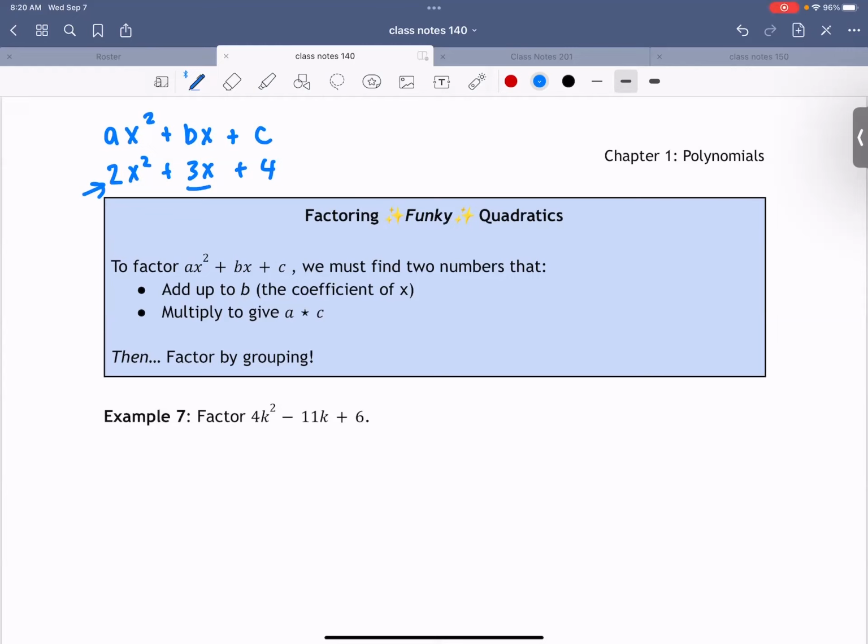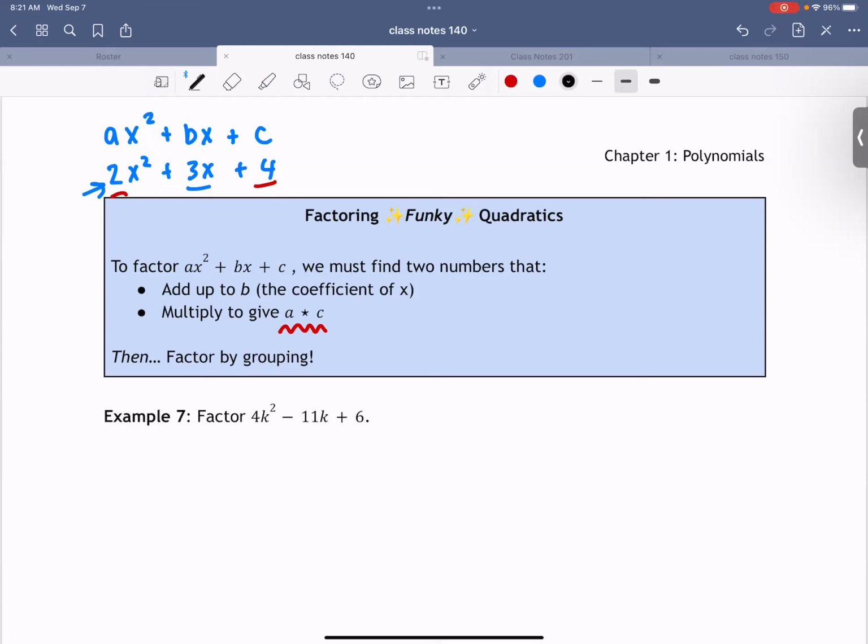Okay, we want to find two numbers that do that. But instead of finding two numbers that multiply to the last term, we're actually looking for two numbers that multiply to a times c. So the first number times the last number, that's what we're looking out for, okay? Once we find these two numbers, we're gonna do something weird, and then we're gonna factor by grouping, okay? I know that sounds weird. Let's do an example and see how that kind of turns out for us.